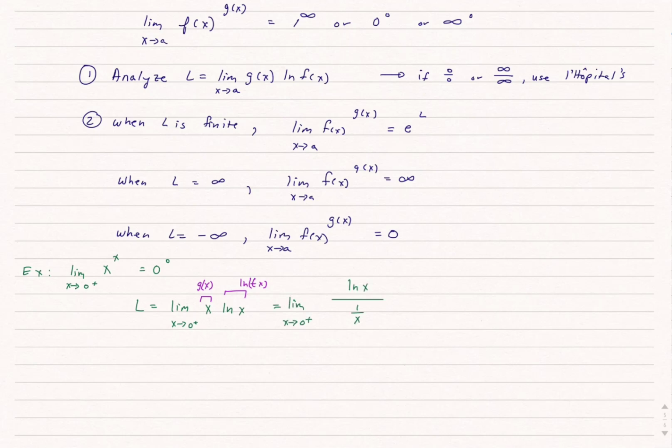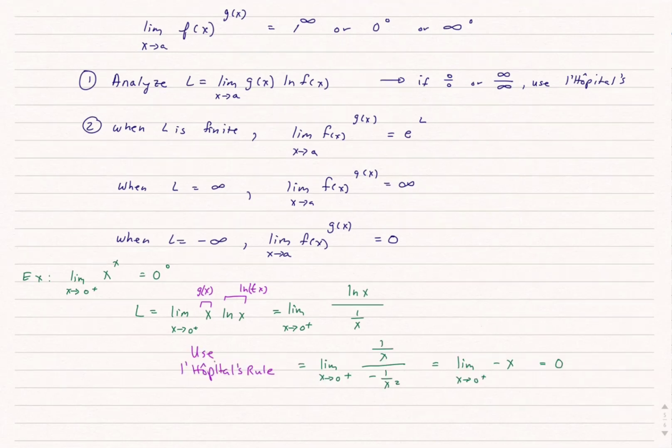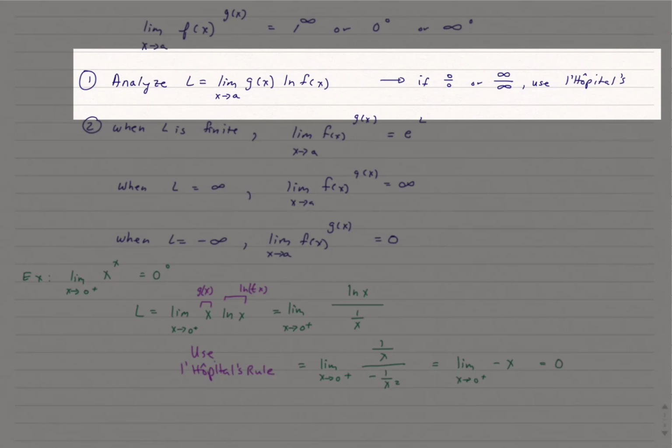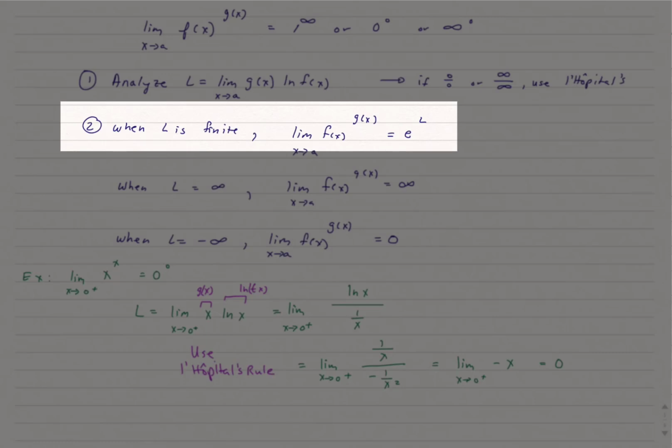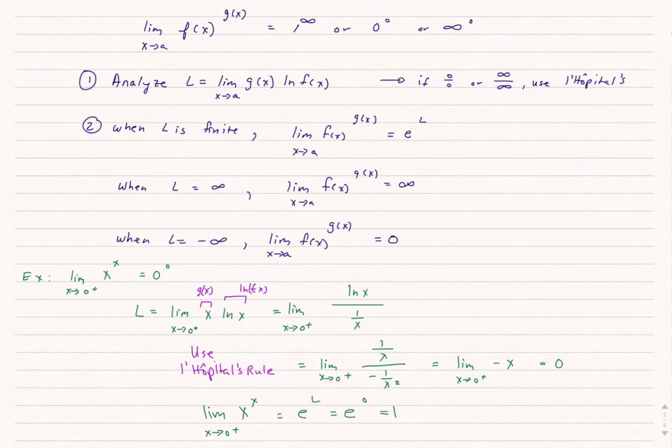So I rewrite this as the natural log of x over 1 over x. Now when I use L'Hopital's rule, I get 1 over x divided by negative 1 over x squared. When I simplify that and substitute, I find that this limit is equal to 0. So we're not going to stop there. That's my L. So step 1 was to analyze using the 0 over 0, using L'Hopital's if necessary. Once I find my L, then I know the limit is, in the case of L being finite, which 0 is a very nice finite number, I need to plug that into e to the L, which is e to the 0 or 1.